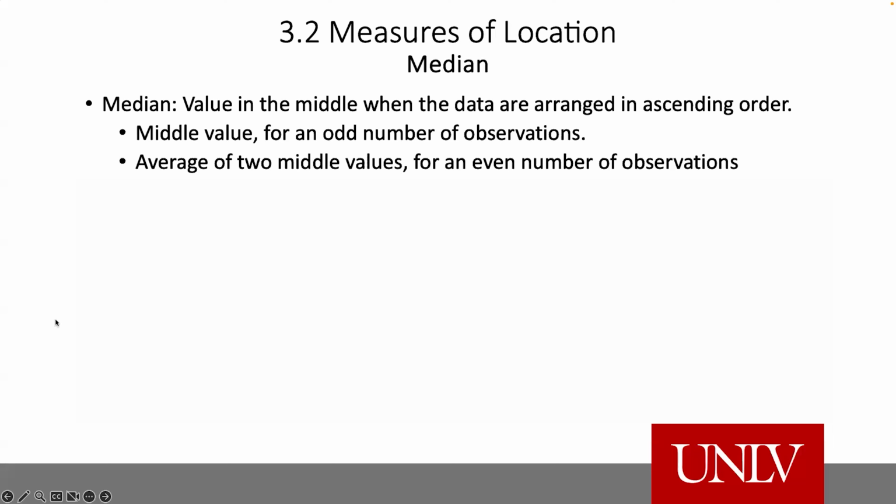Median is the value in the middle when the data are arranged in ascending order. For an odd number of observations, the median is the middle value. For an even number of observations, the median is the average of the two middle values.